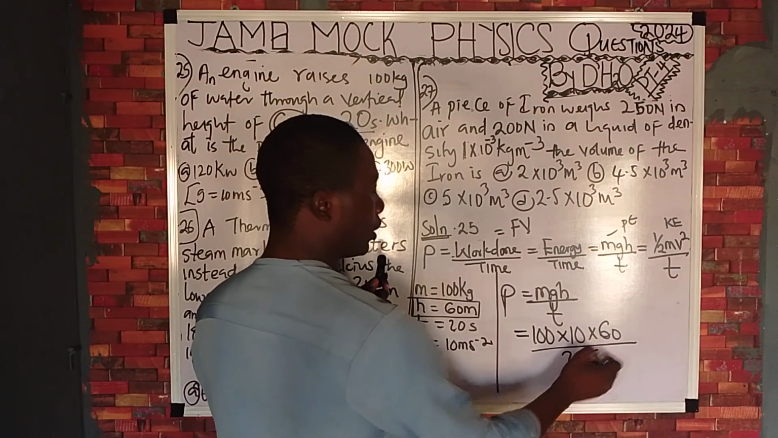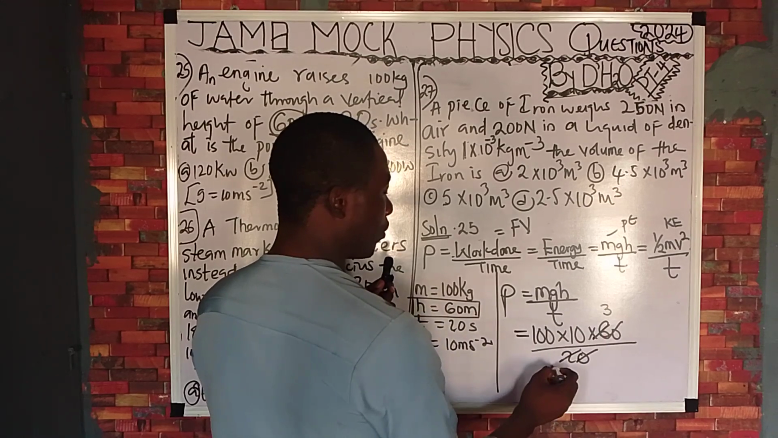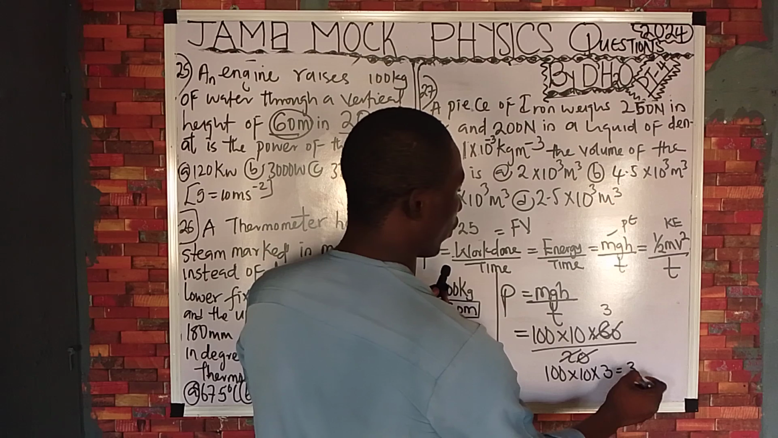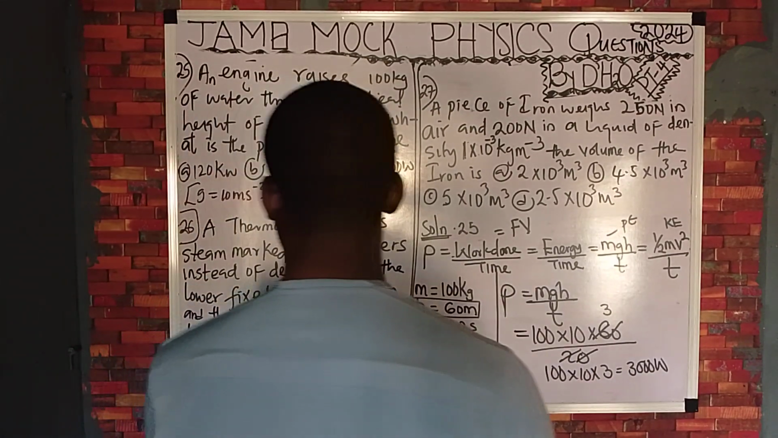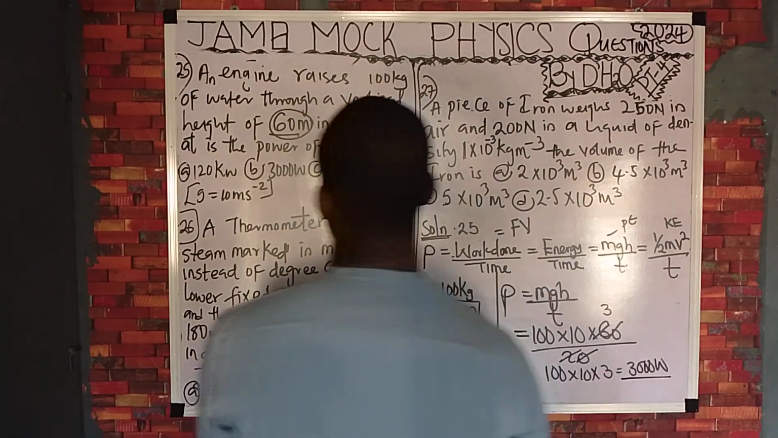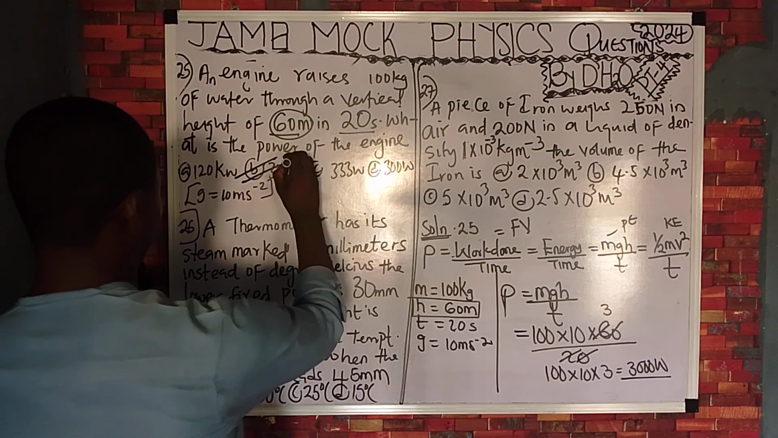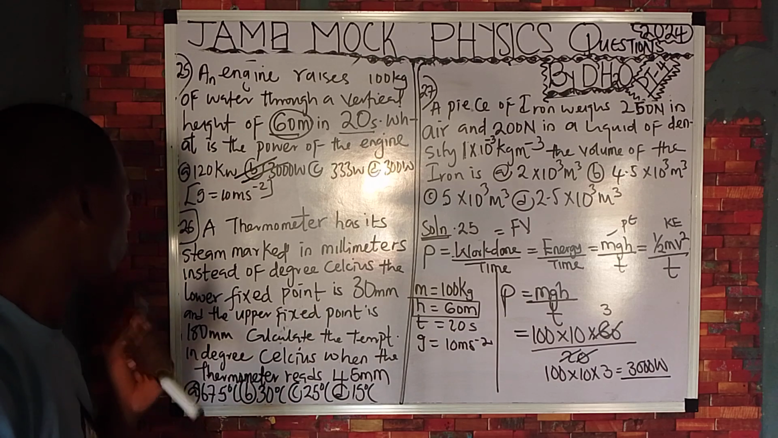20. Now if I use this to cancel this and use this to cancel this, we have 3. So we have 100 times 10 times 3. That will give us 3,000 watts. Wow. We have 3,000 watts. Okay, that's our power. So the answer to this particular question is what? Is B. And then let us go to question number 26.